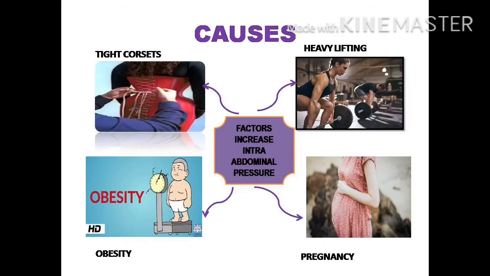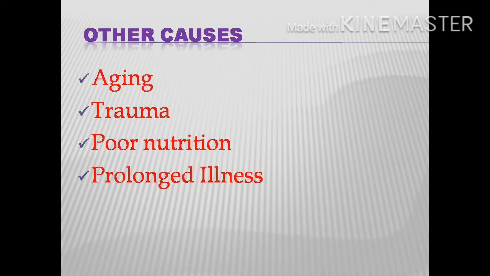The second one is factors that increase the intra-abdominal pressure, like obesity, pregnancy, ascites, tumor, wearing tight-fitting undergarments, intense physical activity, and heavy lifting. Other factors include old age, trauma, malnourishment, and chronic illness. Patients who are bedridden, lying in the supine position for a longer time, and, very rarely, congenital weakness of the muscles may also be causes.